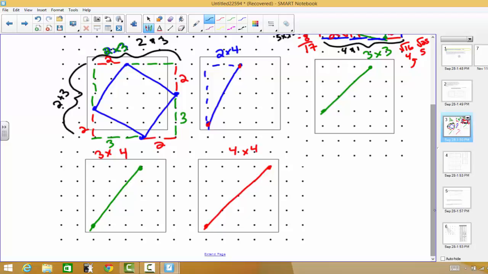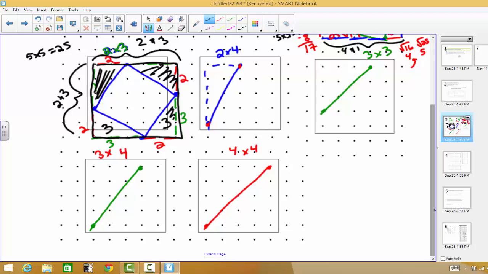So 2 plus 3. That means this big box is a 2 plus 3 by 2 plus 3. That's a 5 by 5, which is 25. Each of these triangles is a 2 by 3. So 2 times 3 is 6. Divided by 2 is 3. So each of these triangles is 3.